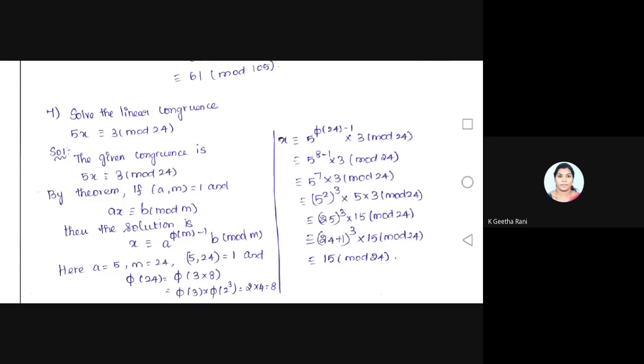So 5 square value is 25. So 25 the whole cube. Then 5 threes are 15. Again 25 can be split as 24 plus 1. So 24 plus 1 the whole cube into 15, which means when 25 is divided by the mod value 24, you get the remainder 1. So 25 is congruent to 1 under mod 24. So 1 cube into 15. So x is congruent to 15 mod 24, which is the solution of the given linear congruence 5x congruent to 3 mod 24.